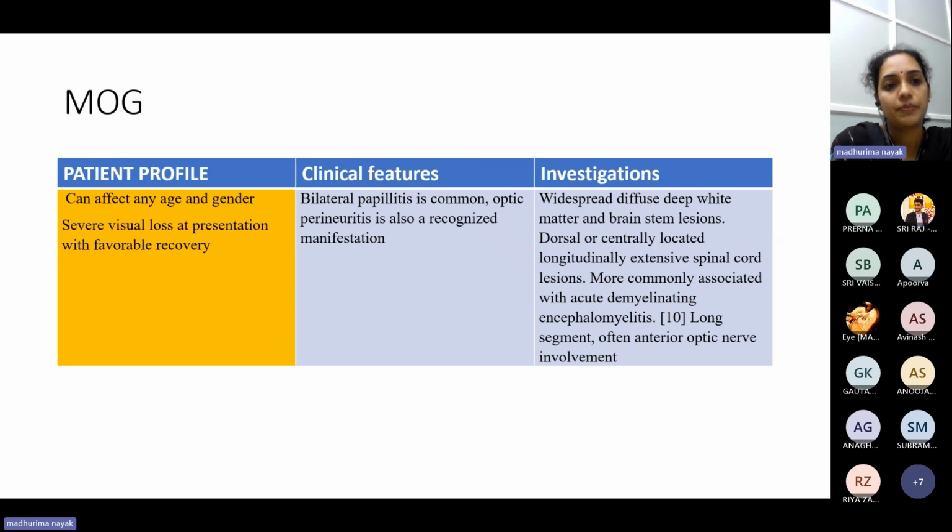Coming to MOG, it can affect any age and gender, and the visual loss is more severe at presentation. It is a more diffuse condition, and bilateral papillitis is more common. On imaging, you will see widespread diffuse, deep white matter and brainstem lesions, and it's more commonly associated with ADEM. Often a long segment of the optic nerve is involved.